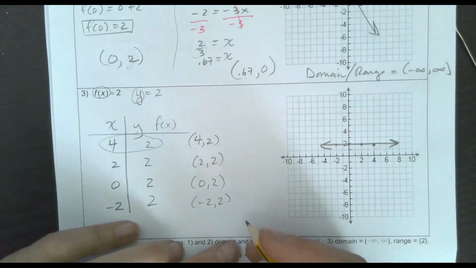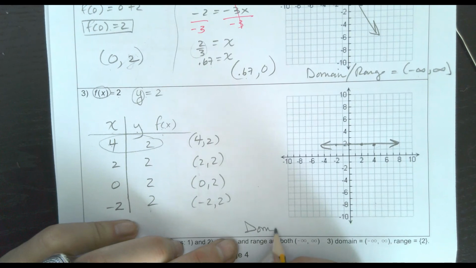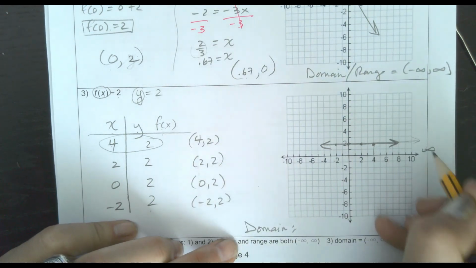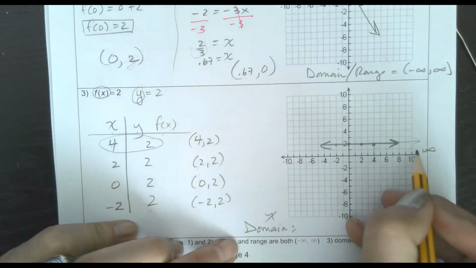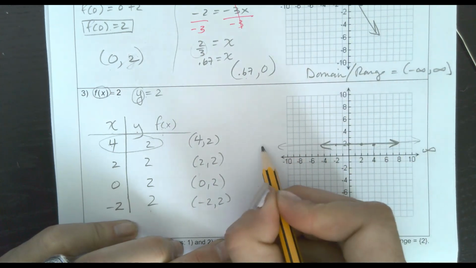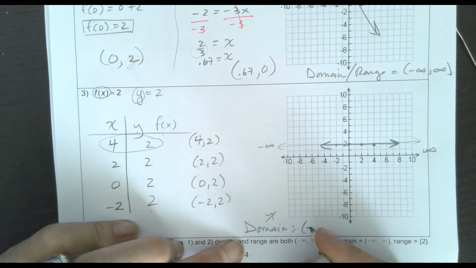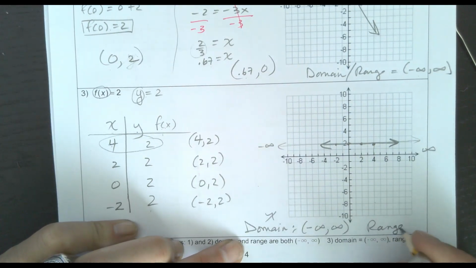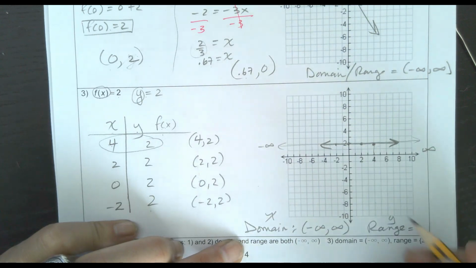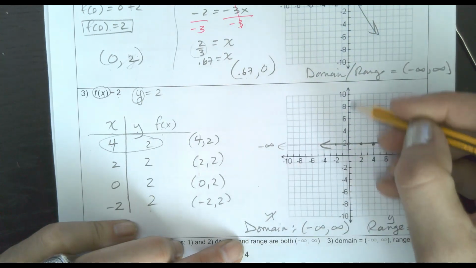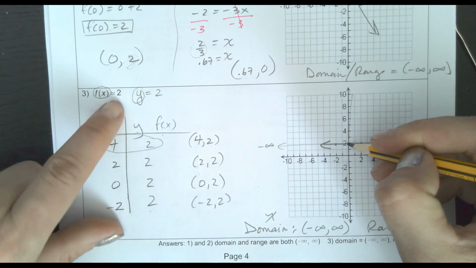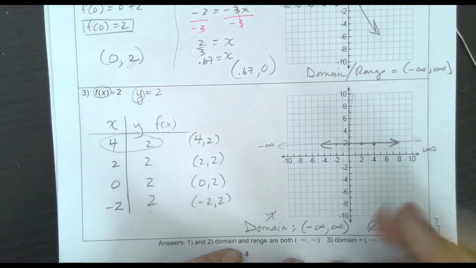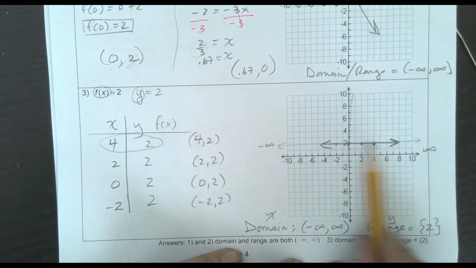So now, if I do my domain, this is going all the way towards infinity. Domain is about my x. And this is going all the way towards negative infinity. So my domain is negative infinity to infinity. My range is y. Well, this graph only exists when y equals 2. So my range is just a set of one number, 2. It only exists at 2.